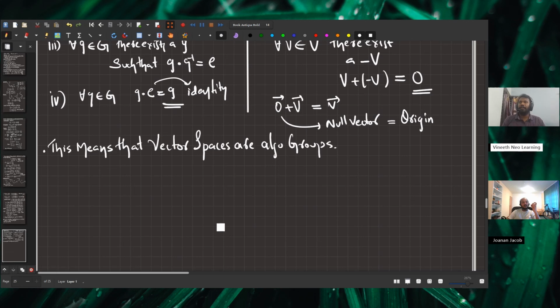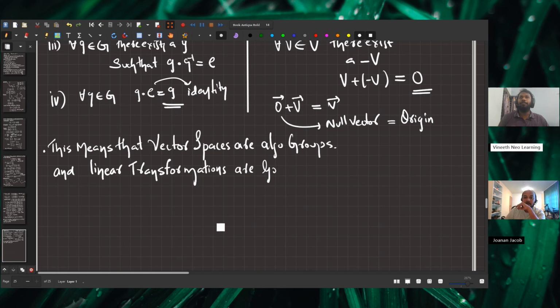When we define multiplication with a group element, we get a vector space. That scalar should be an element of some number field, or some field. Anyway, vector spaces are also groups, and very important, linear transformations are group homomorphisms.